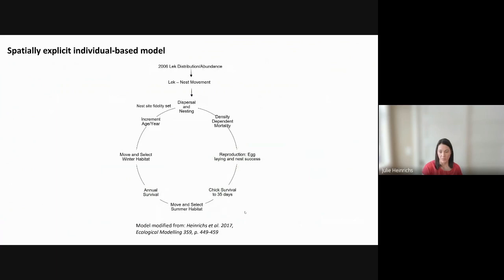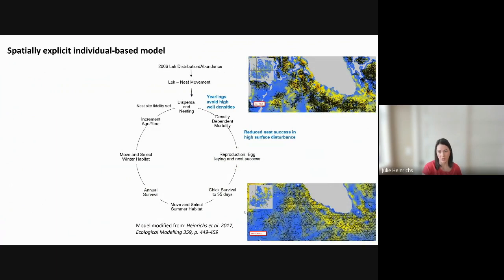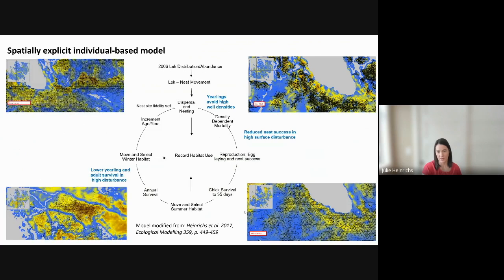So here's kind of our nutshell schematic of this IBM, where we're swapping out maps pretty continuously. And as individuals move through the landscape, we're recording their habitat use. This has a lot more wildlife biology programmed into the different areas, with individuals remembering their locations and returning to them in subsequent years.